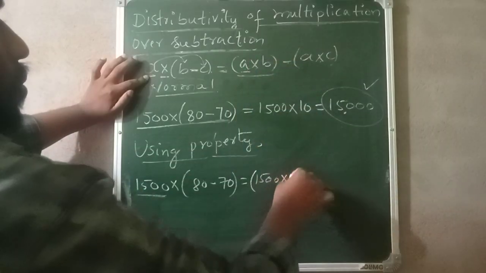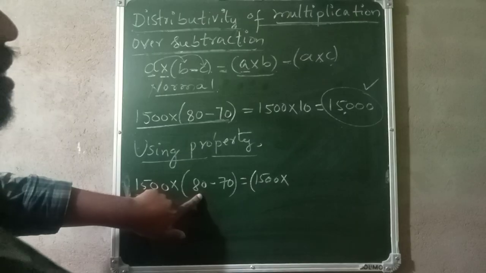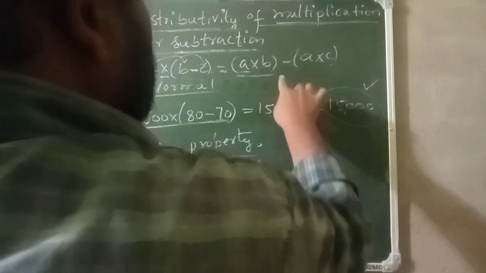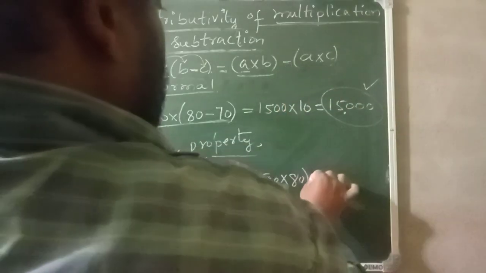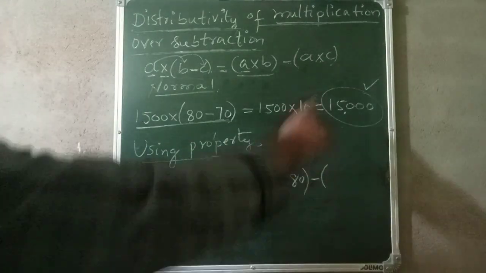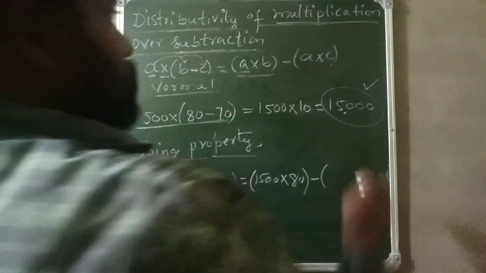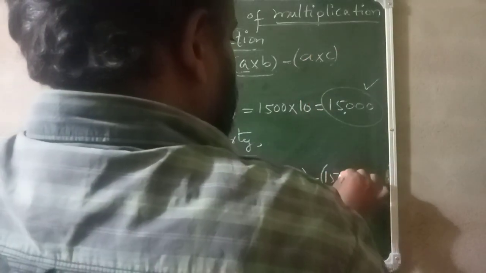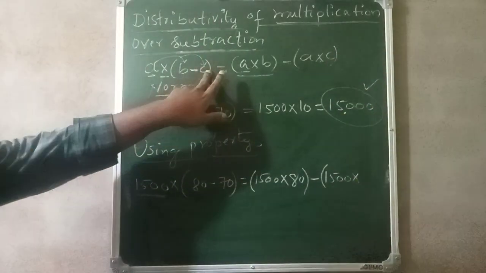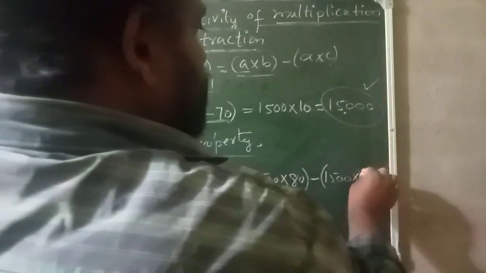Next into, next b is there. So in place of b we have 80. So in place of b write 80. Okay, so close the bracket. Minus. Next open the bracket. A is there. In place of a we have 1500. So in place of a write 1500. Into, next c. In place of c we have 70. So in place of c write 70.